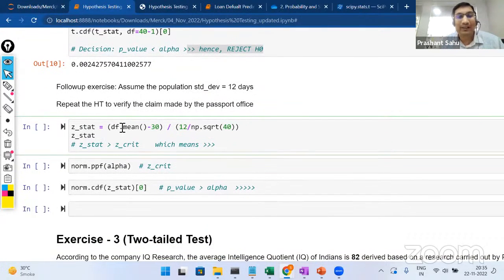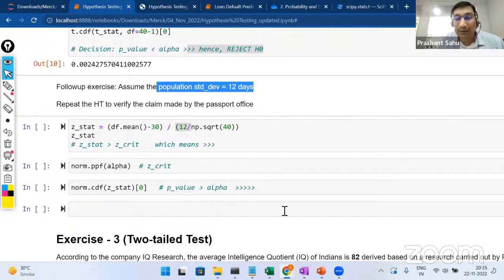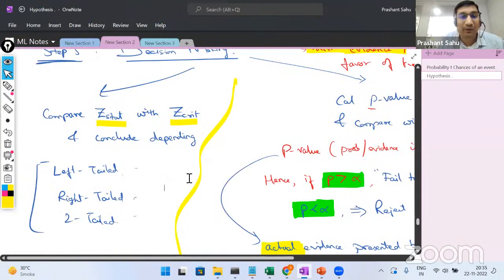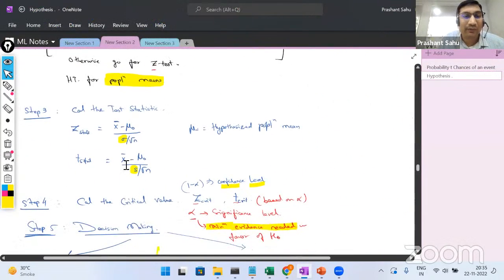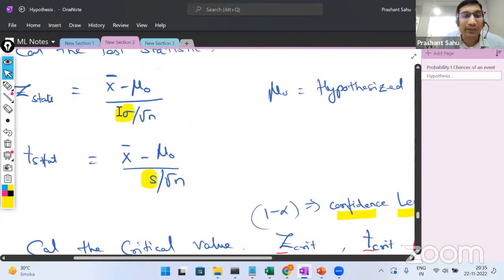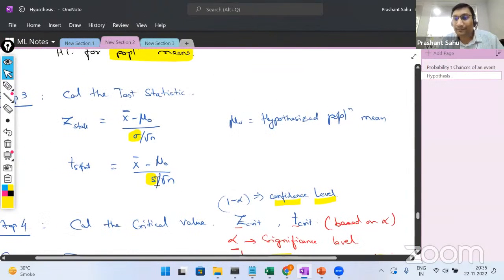So the formula is still the same. That is X bar minus mu divided by S. This time the S will be replaced by the population standard deviation. You will be using the population standard deviation. That's what I told you. So in the case of Z test, you will be using the population standard deviation. In the case of T test, you will be using the sample standard deviation. Exactly.